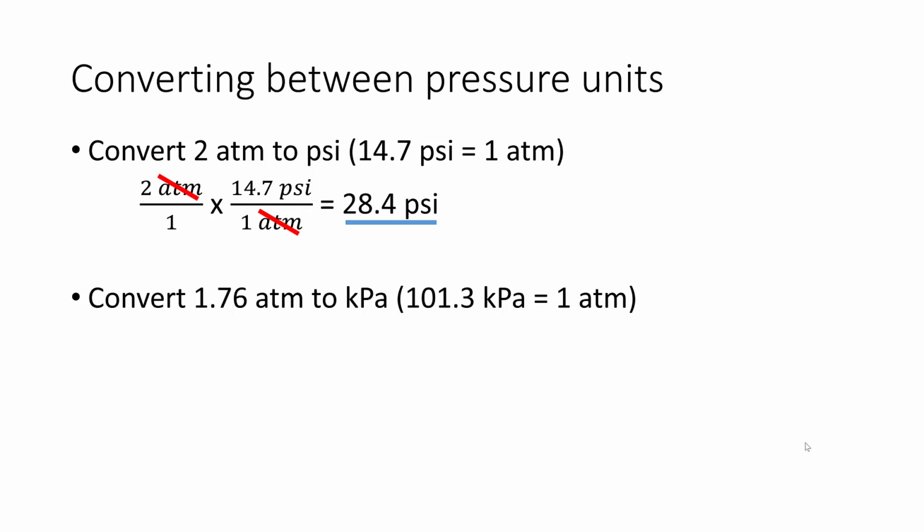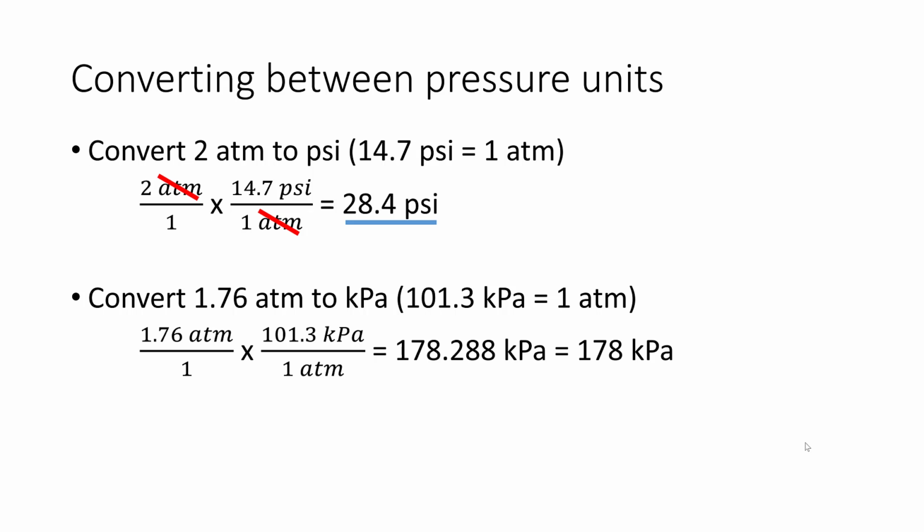We're going to set this problem up in a very similar way. We are going to start with that 1.76 ATM on the left side, and it's going to be over 1, right? That 1 is just a placeholder. Then we're going to multiply by another fraction. Again, we want to be able to cancel out the atmosphere unit. We are trying to go to kPa. So in order for the atmospheres to cancel out, they have to be on opposite sides of the fraction bars. And it looks like they are. So those 2 atmosphere units are going to cancel out, and we're going to be left with kPa.